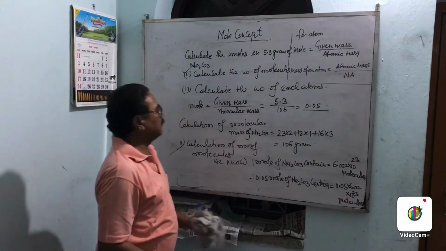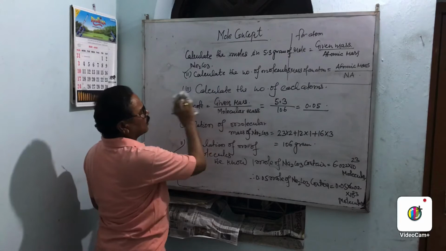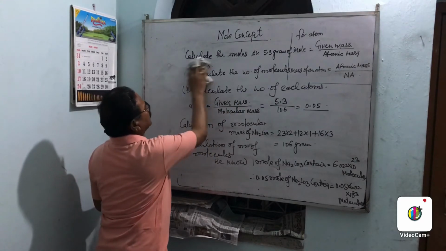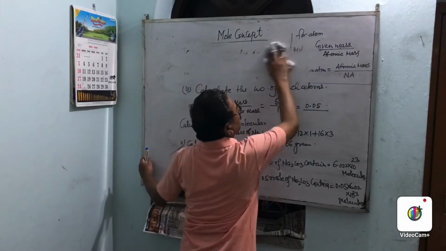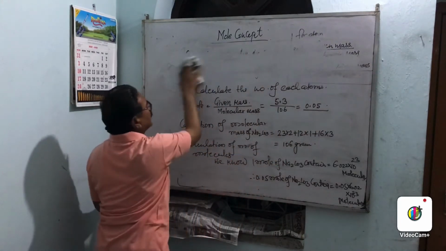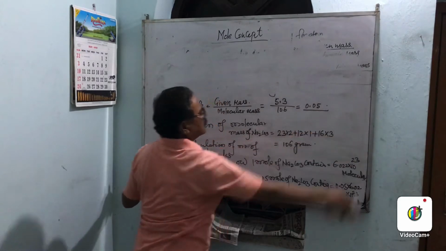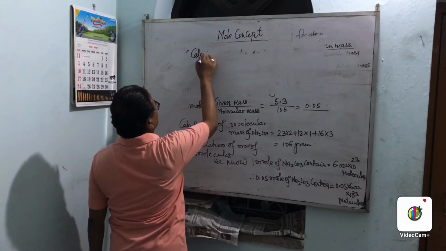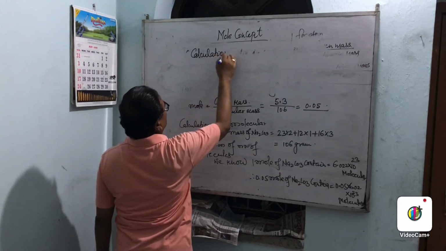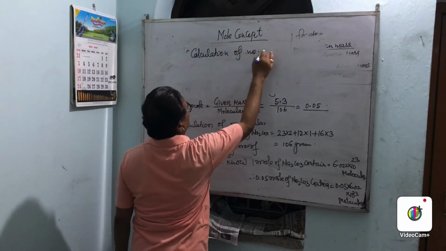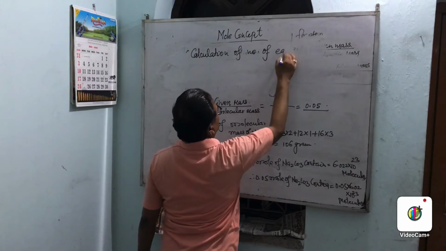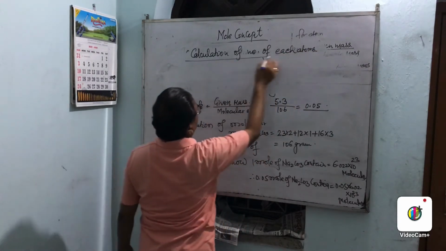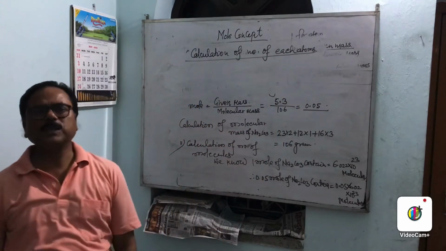Now the third problem: calculate the number of each atoms. So how will we calculate it? See here, calculation of number of atoms. The third problem is calculation of number of each atom. How will we calculate the number of each atoms?